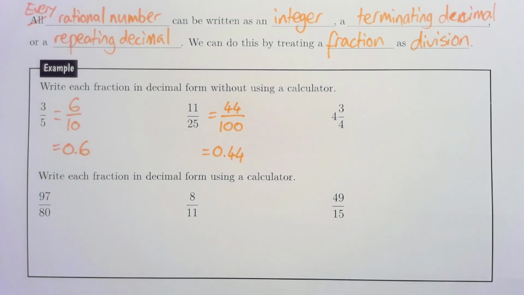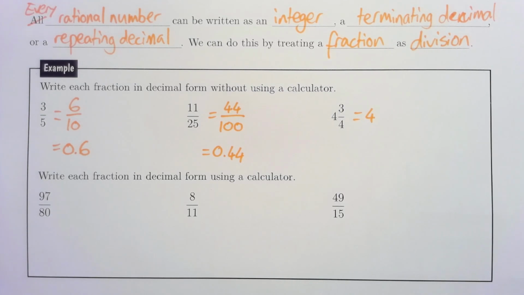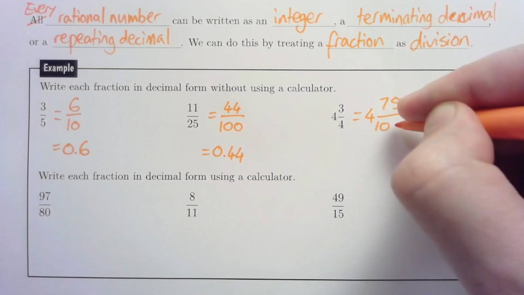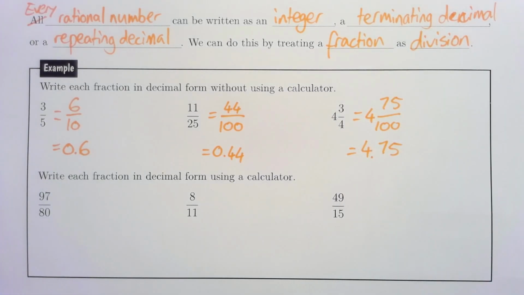For the mixed number 4 3/4, we have an integer part, 4, and a fraction part, 3/4. We can write this as 4 75/100, which will be 4.75. Notice that a decimal point separates our integer part from our fractional part, just like we have with the mixed number. Now, often, it's more practical just to use a calculator to do our divisions.